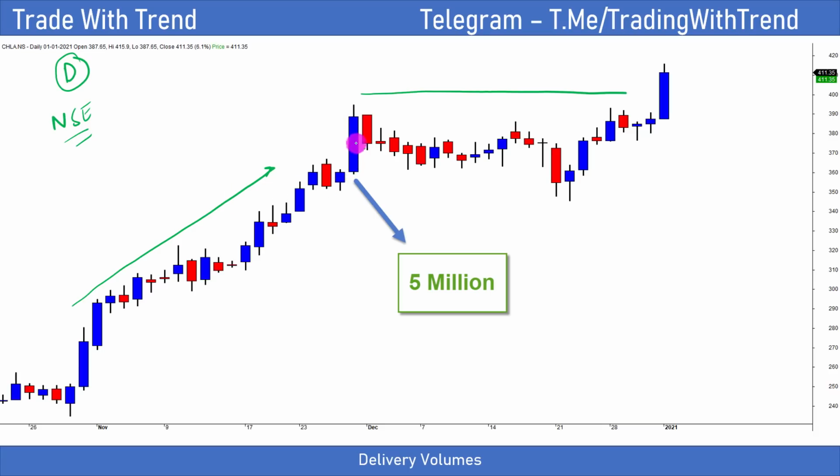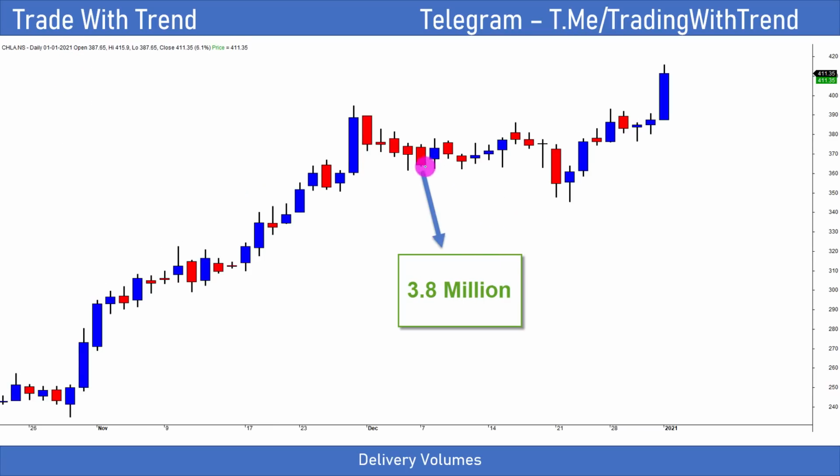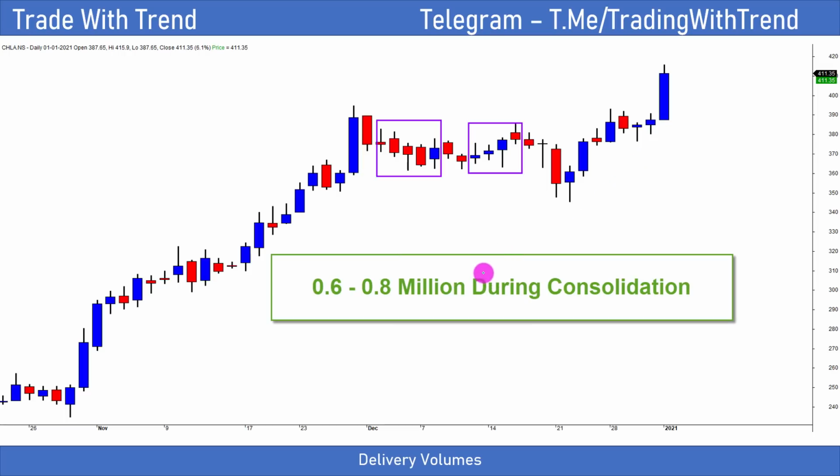On the first day of December, we had delivery volumes of 5 million. The next significant bit of delivery volumes came in this particular session, 3.8 million. Then it was 1.8 million when we had a long tail candle here. Then it was about 1.7 million on December 21st, where we saw a knee-jerk reaction in the market. And now on breakout, we are again seeing 1.7 million delivery volumes. In general, during this consolidation phase, the average delivery volume was only 0.6 to 0.8 million.